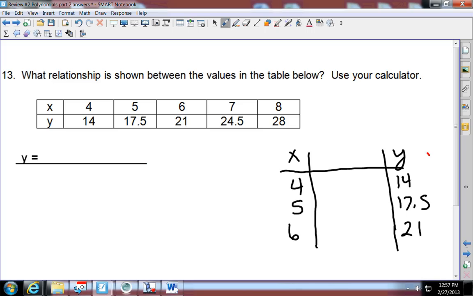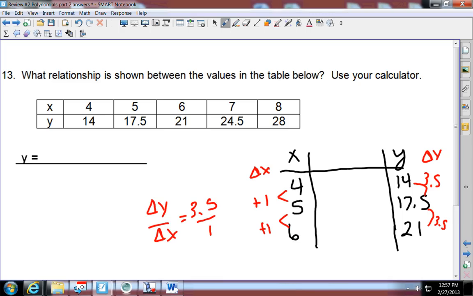Now, I'm going to do delta y. The change in y right here, 3.5. The change in y, 3.5. Delta x, it's going up by plus 1. Well, delta y over delta x, 3.5 over 1. So I've got 3.5, which goes all the way down here. And now I'm going to take it times the x number.